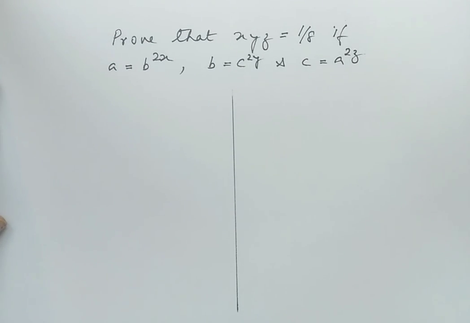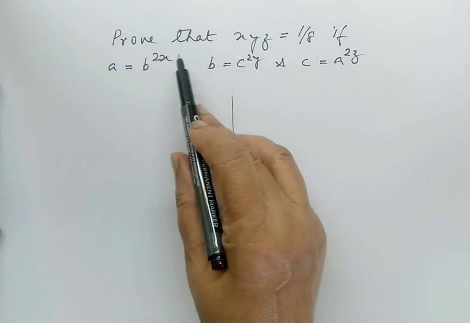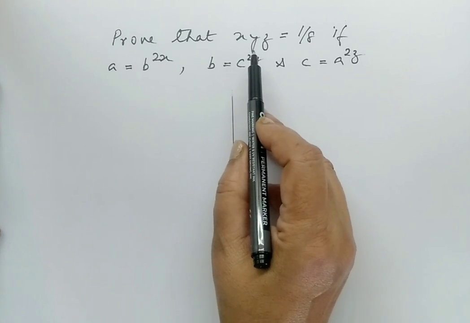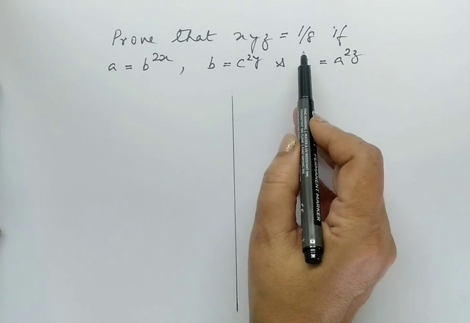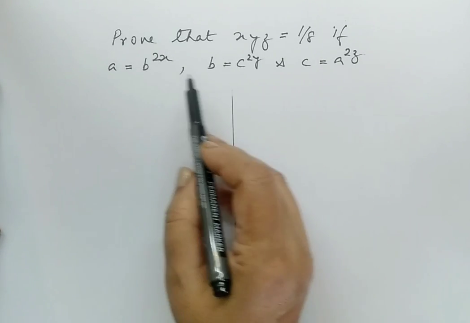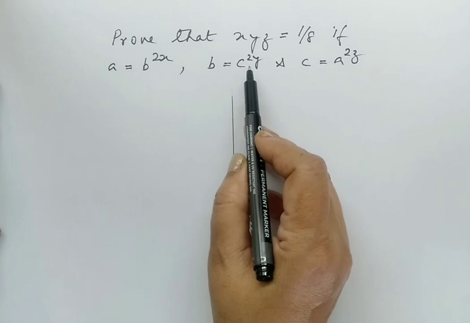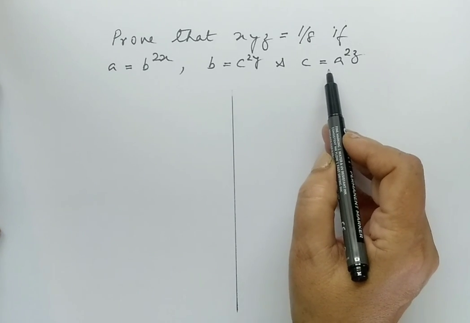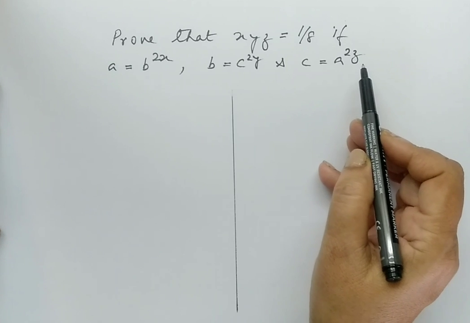Hello guys, so here we have a very interesting question which may seem a bit intricate at the beginning, but as I solve it, I assure you, you're going to find it easy. Alright, so the question goes like that. We have to prove the product of x, y, z is equal to 1 by 8 provided a is equal to b to the power 2x, b equals to c to the power 2y, and c equals to a to the power 2z. Correct?